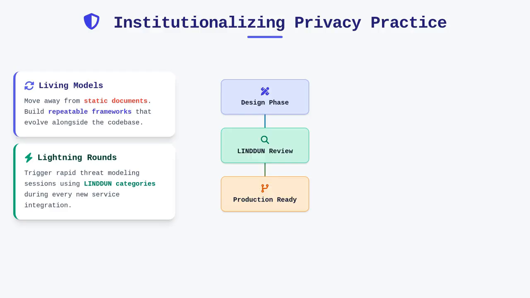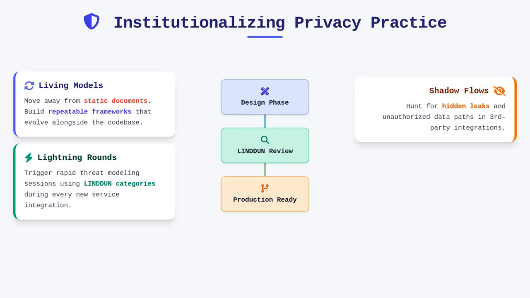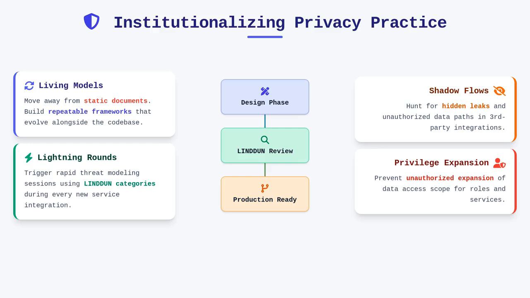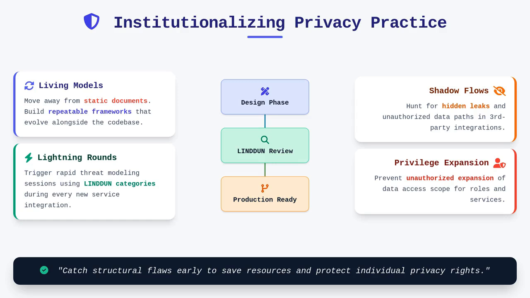During this phase, we look specifically for shadow data flows and hidden leaks that often plague third-party integrations. Privilege escalation in a privacy context refers not just to gaining administrative access, but to the unauthorized expansion of the scope of data access permitted to a specific service or role. By embedding these checks into our design phase, we catch structural flaws long before they reach production, saving considerable resources and protecting individual privacy rights.